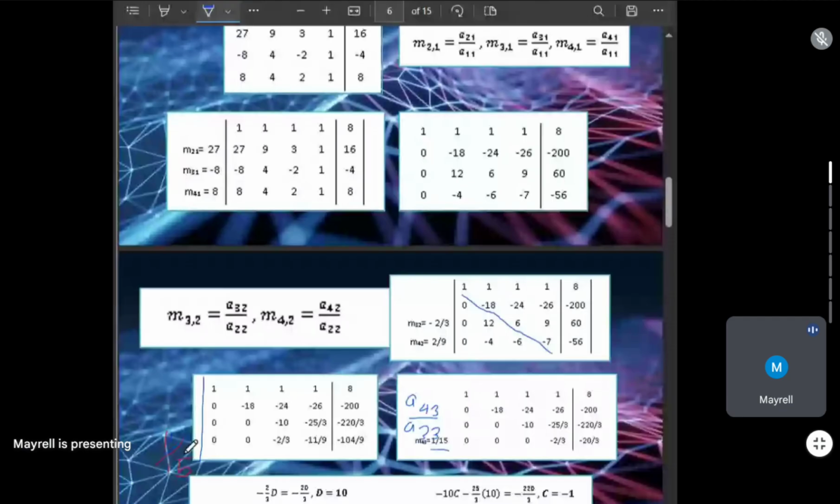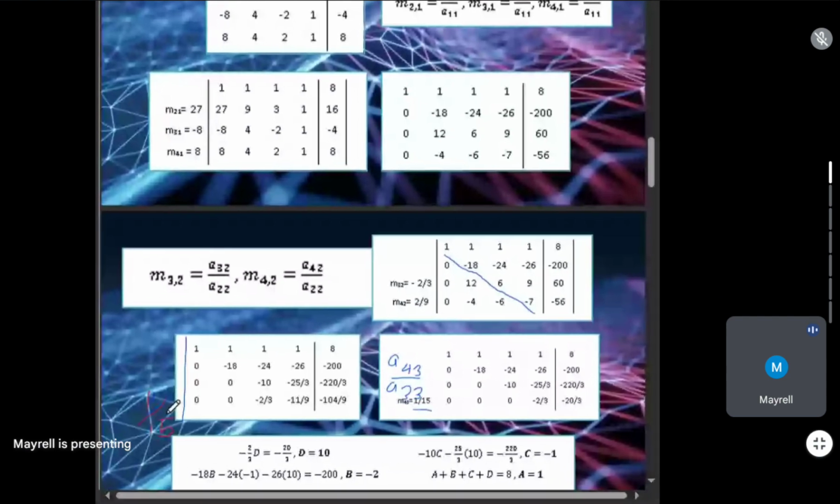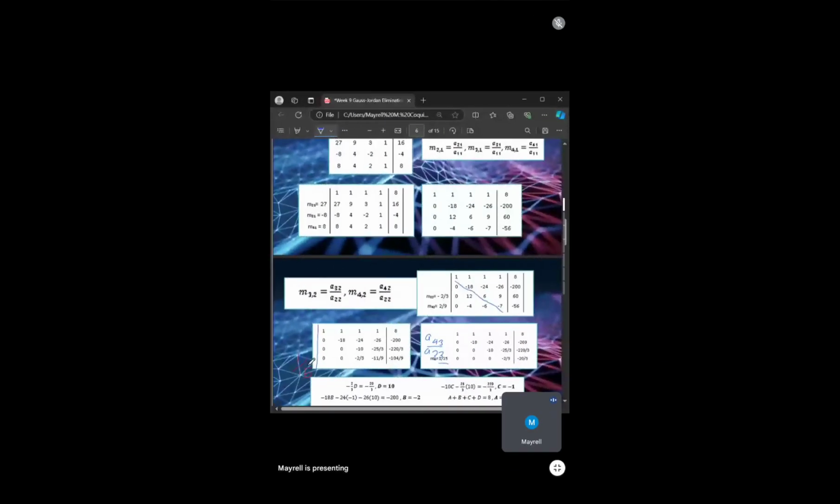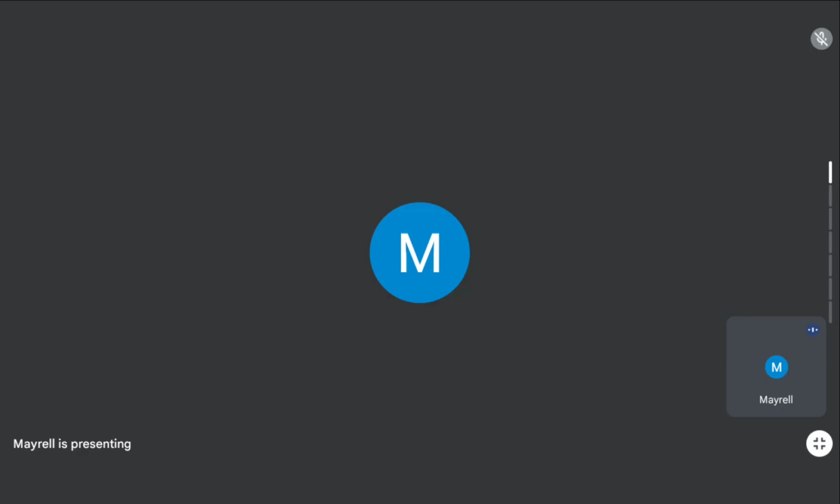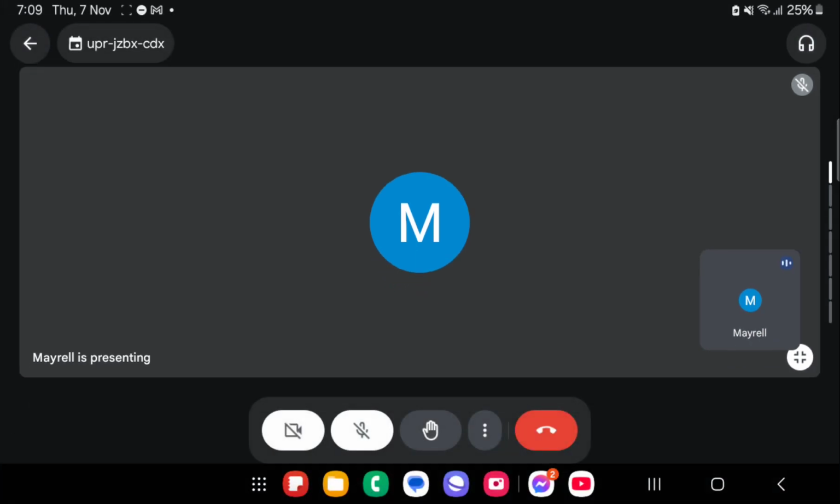Then, negative 11 over 9 minus 1 over 15 times negative 25 over 3, negative 2/3. And last, negative 104 over 9 minus 1 over 15 times negative 220 over 3. So you have negative 20 over 3. Okay, so you have noticed kana pa diagonal na 0 na ang mga values diri sa ubos.